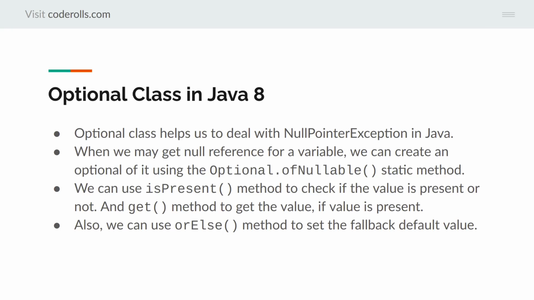But sometimes we want to set a default fallback value. If my variable is null, then I should have some default value, and we can use the orElse method to set a default fallback value. Do not worry about it. We will see a complete example where we will be using these methods. So let's move to the Eclipse.